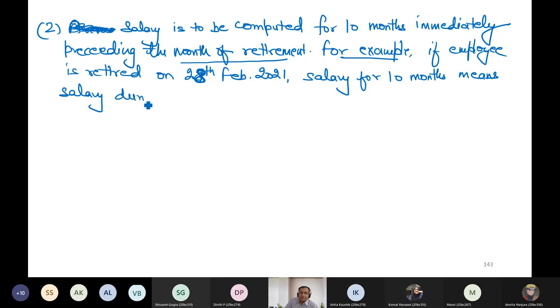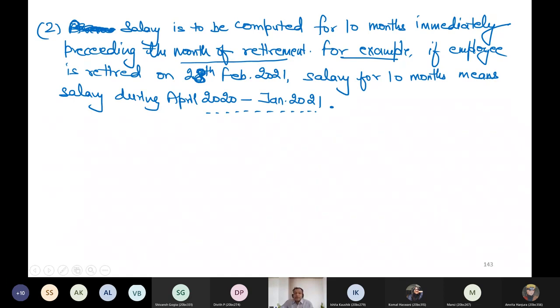salary during April 2020 till Jan 2021. If you count these, they will become 10 months. This is another change: here you have to compute the salary for 10 months, not last drawn, 10 months average. And while computing 10 months, we have to ignore the month of retirement.